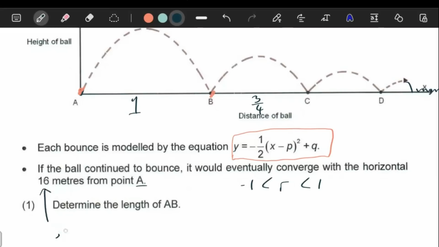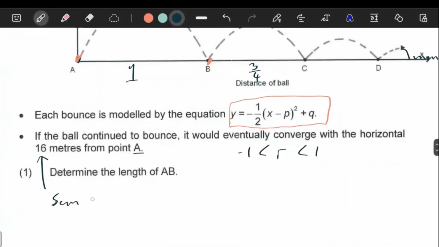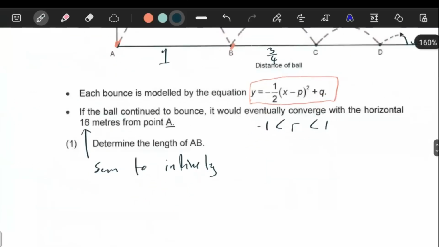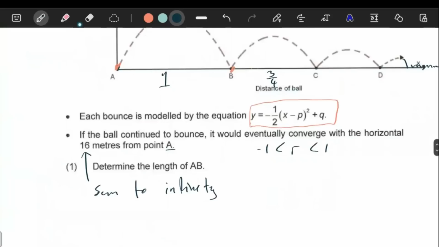Sum to infinity, because if you add the distance here plus the distance there, going on and on and on and on, it will eventually just add up to 16. It says determine the length of AB. So I mean, this is just hypothetical to say if it's 1 here, this would be 3/4 going on and on and on.